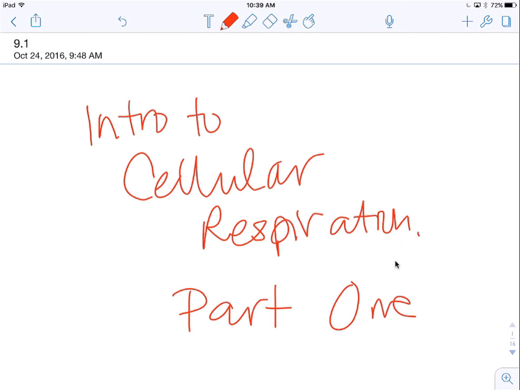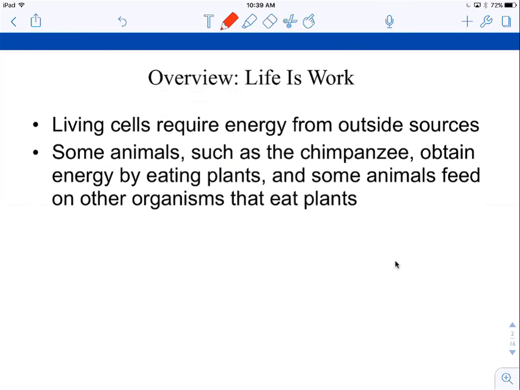Hello, everybody. We're going to start off chapter 9, which is about cellular respiration, with this little intro into kind of what cellular respiration is. So this is intro, part 1. So just a quick overview.